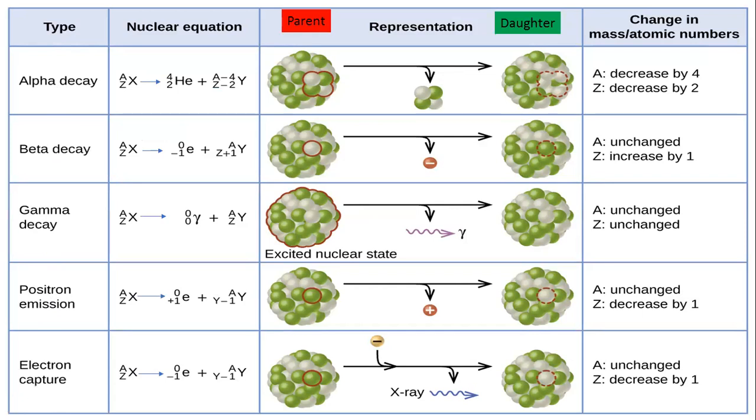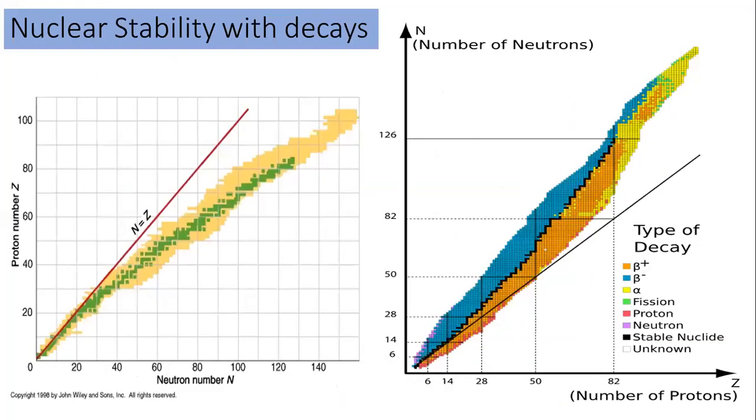So these five different decays we have discussed in the previous videos. There are certain changes in the atomic number or the mass number, and these are the representations, where the parent is converted into the daughter, and this is also shown by the nuclear equations. Again, if you need any further clarification, please watch the individual videos. And here we are going to apply this knowledge to discuss nuclear stability.